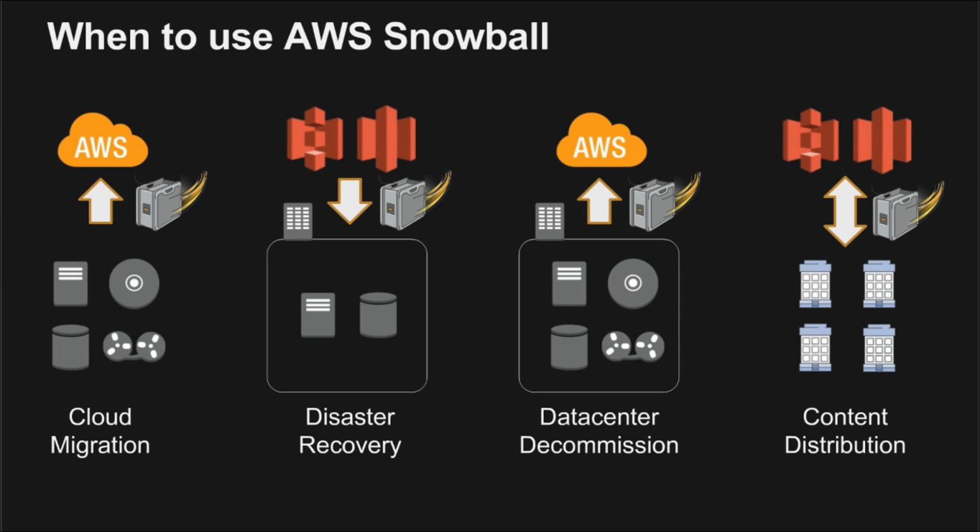And data center decommissions, this is similar to the cloud migration, but if you're shutting down your data center and you're moving a large amount of data, the Snowball or Snowball Edge is a great way to be able to do that in just one bulk move.